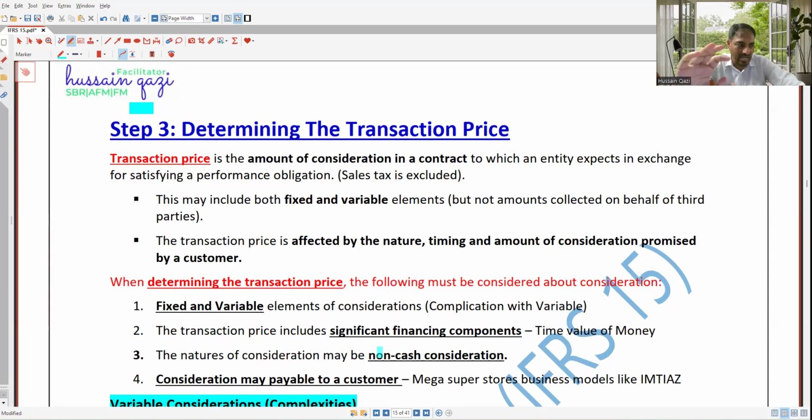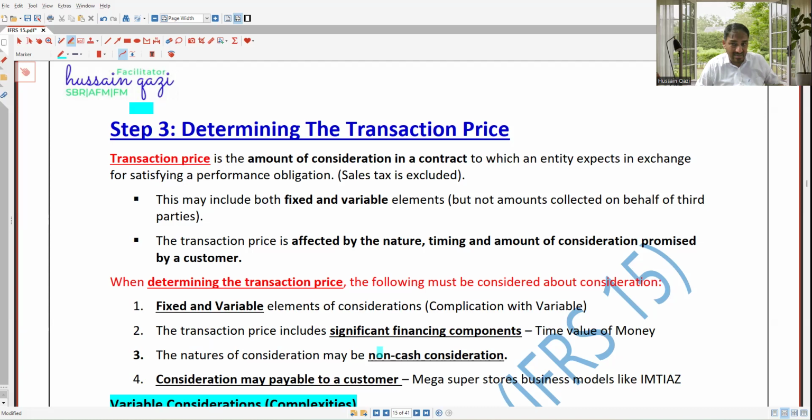With respect to identifying the contract, there are 5 important points. The contract must be approved by the parties. Parties are seller and buyer. Number 2, each party must identify their rights and responsibilities. Payment terms of the contract are very clear, very much identified. The contract must have commercial substance. That's the 4th point.